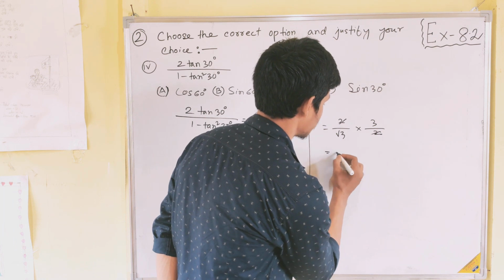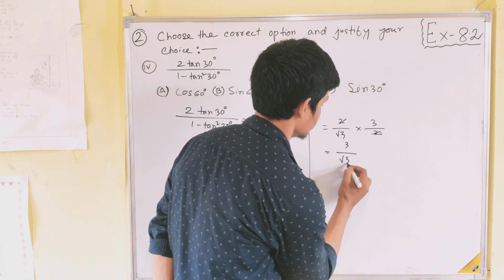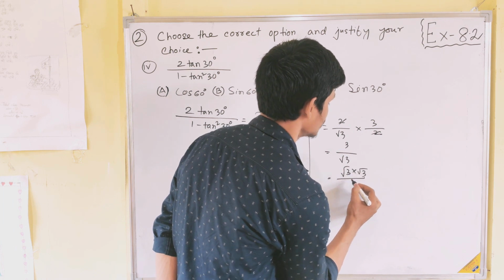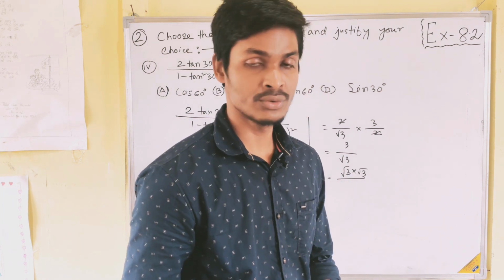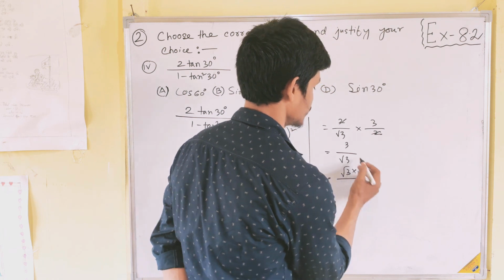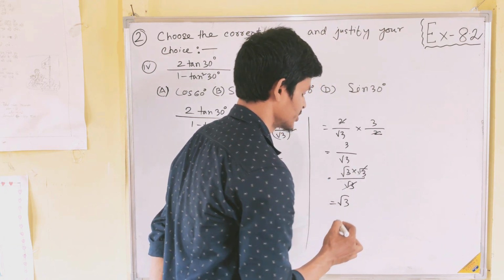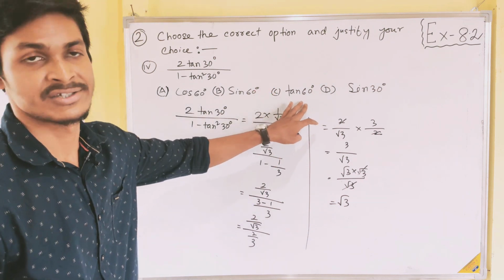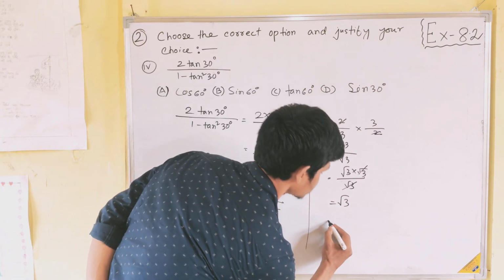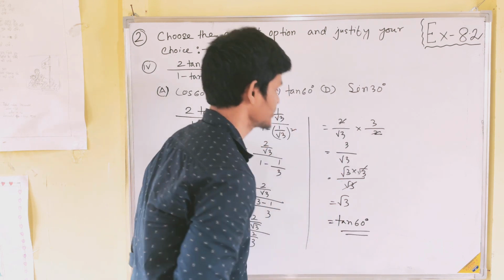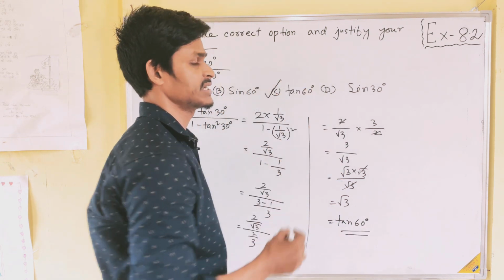Now 2 will be cancelled and you get 3 by root 3, and you all know how you get 3. If you multiply root 3 by root 3 then you get 3. Root 3 into root 3 is 3 and here root 3 will be cancelled, so the answer is root 3. Now you all know that root 3 is tan 60 degree. So the value of root 3 is tan 60 degree. So this is your answer, that means option C is correct.